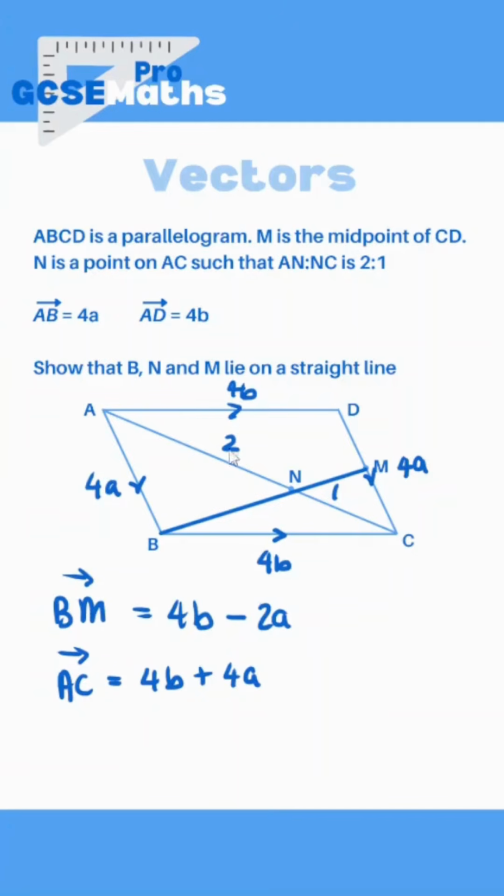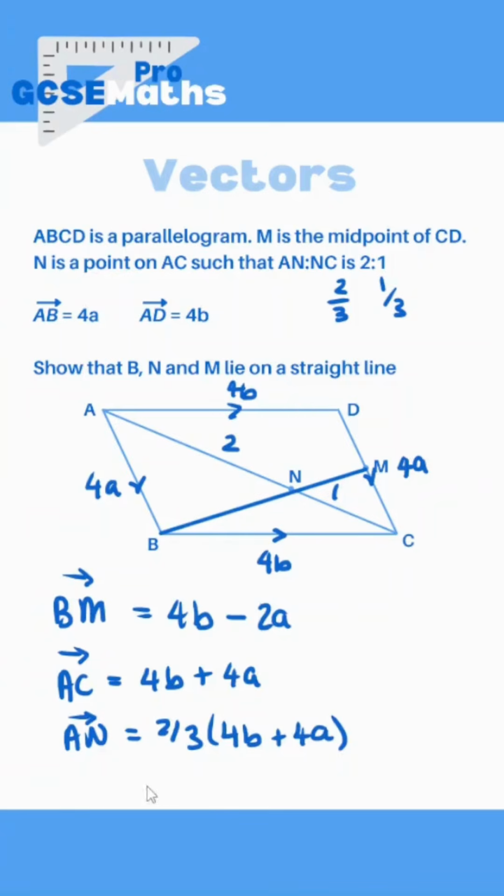Now we need to share out this ratio to get just A to N. We need to convert the ratio into fractions. So 2 on this side is 2/3 because if you add them together, you get 3, and then the 1 would be 1/3. I'm using AN, which is the side with 2/3. So it's 2/3 of AC.